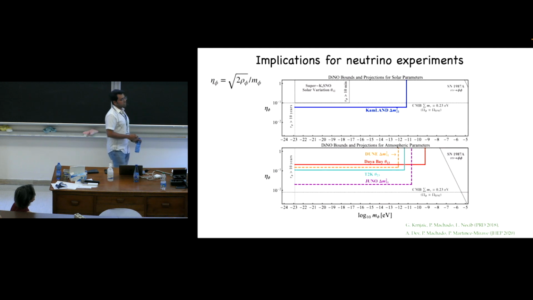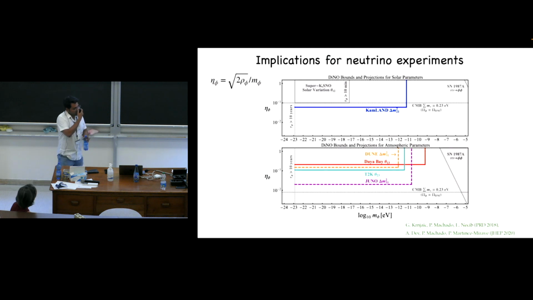Of course, all these constraints assume that the phi is your entire dark matter, and if that is not true, then these constraints do not hold. And you can get similar measurements if you couple it to the 3-1 sector, and then you can get measurements from Daya Bay or from T2K, and you can even make projections for DUNE and JUNO.